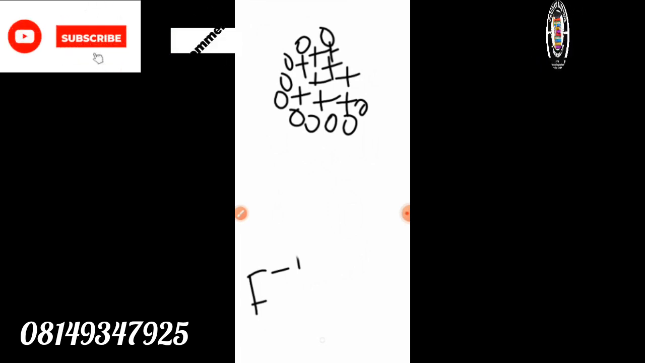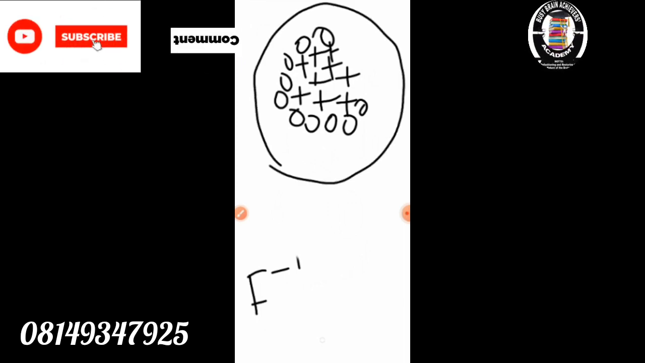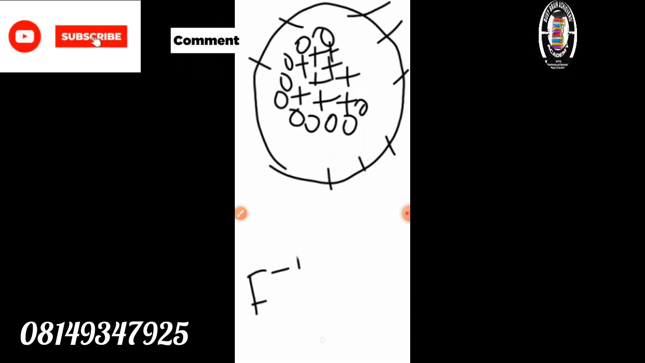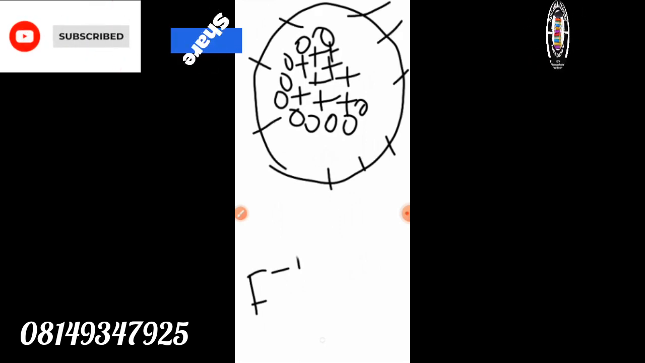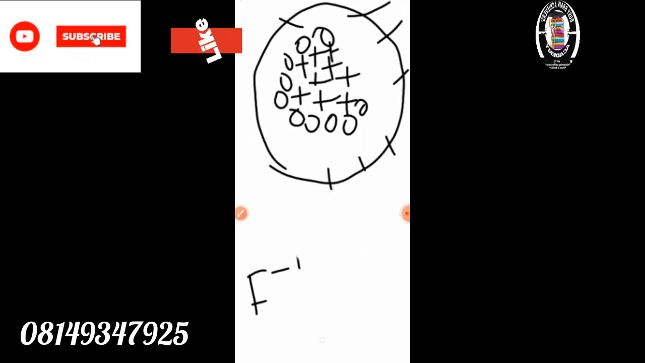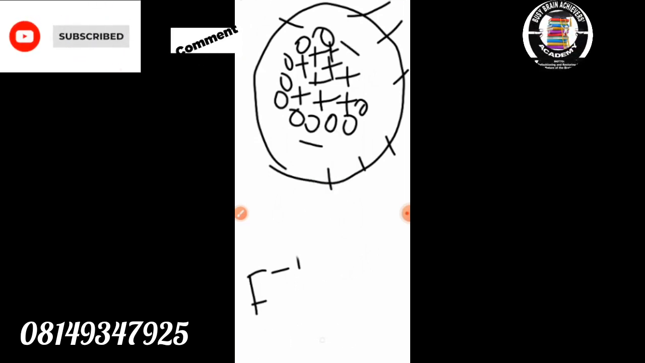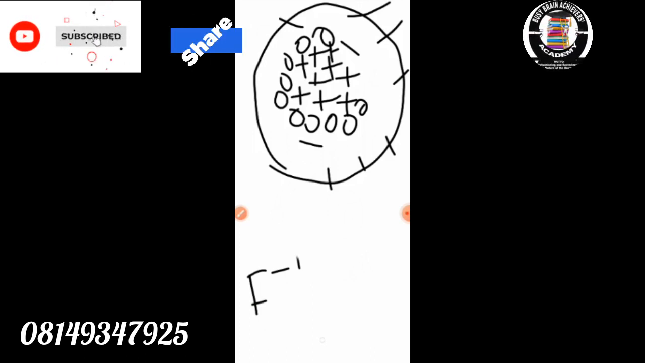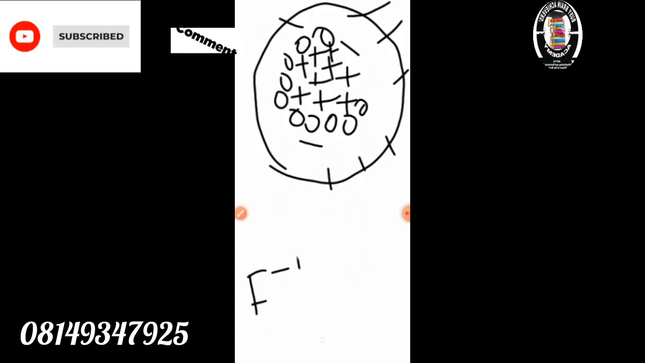Then, because it's number 9 on the periodic table, it's going to have 9 electrons circling the nucleus: 1, 2, 3, 4, 5, 6, 7, 8, 9. But out of these 9, usually 2 of them are closer to the nucleus, while the other ones circle around. So you see that in this way, fluorine is not so balanced.